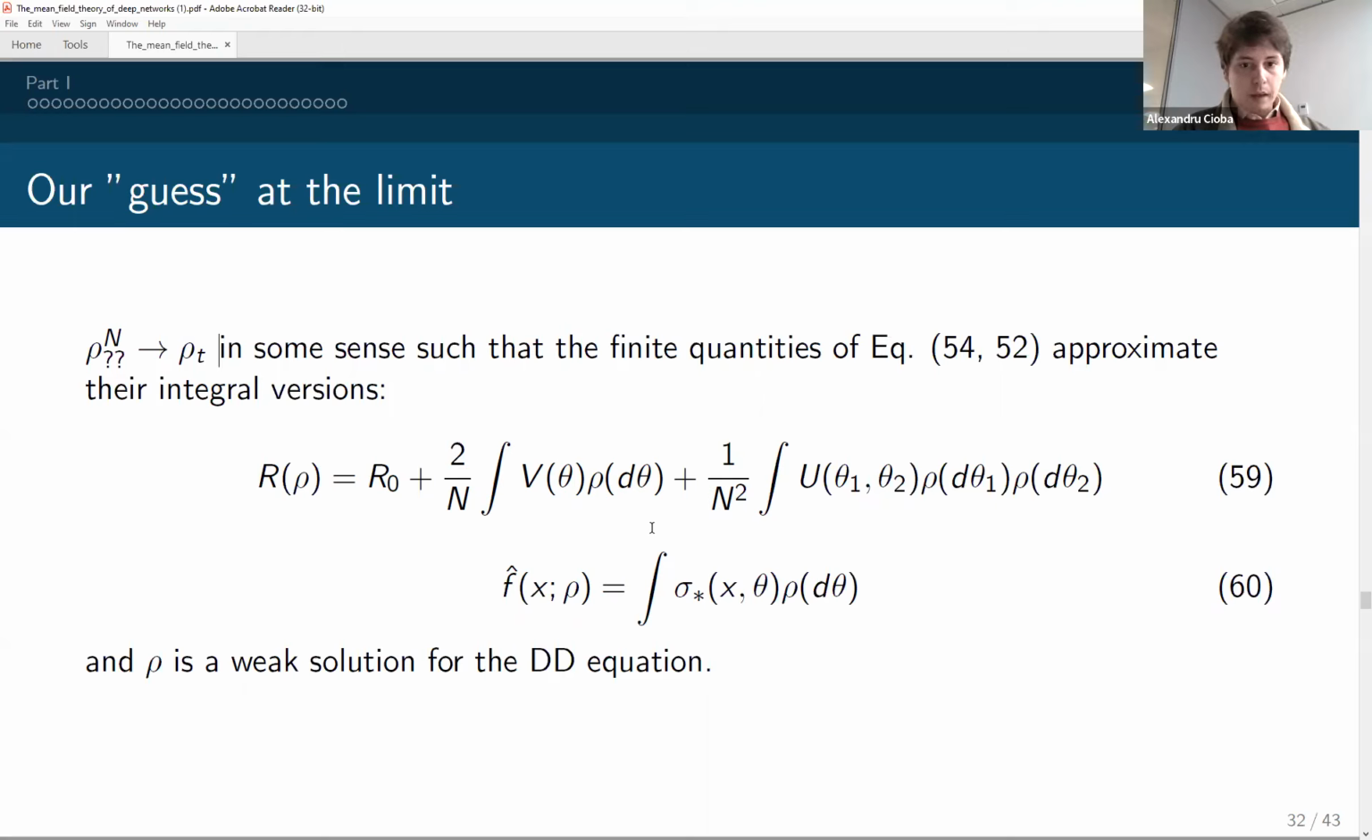Okay, and again, you want rho to be a weak solution of the distributional dynamics equation. This is something that we presented in the previous lecture. And we said that we're going to look at two particular flavors of this.